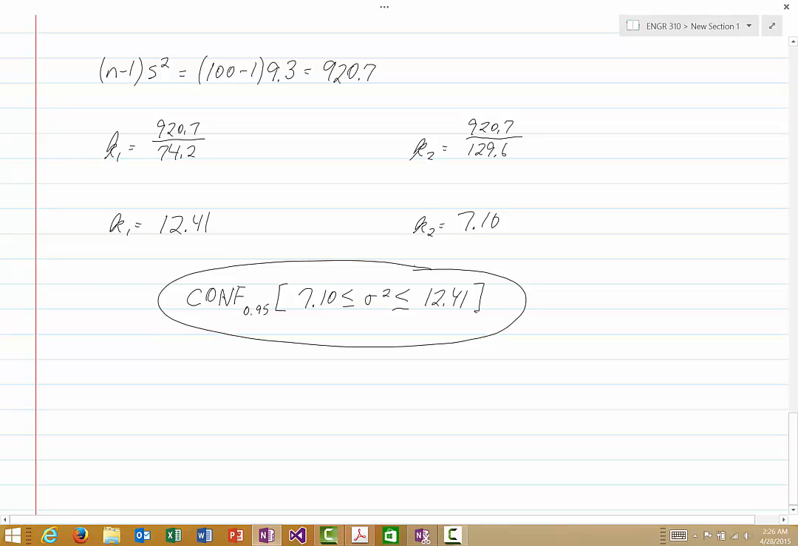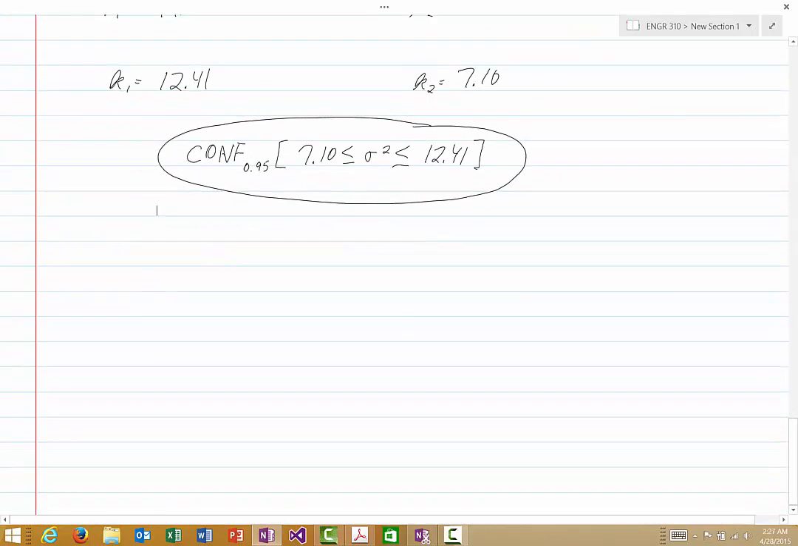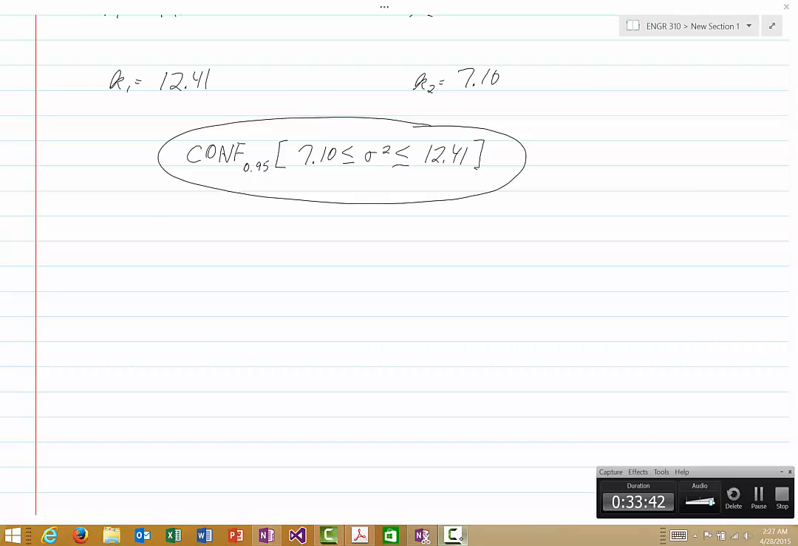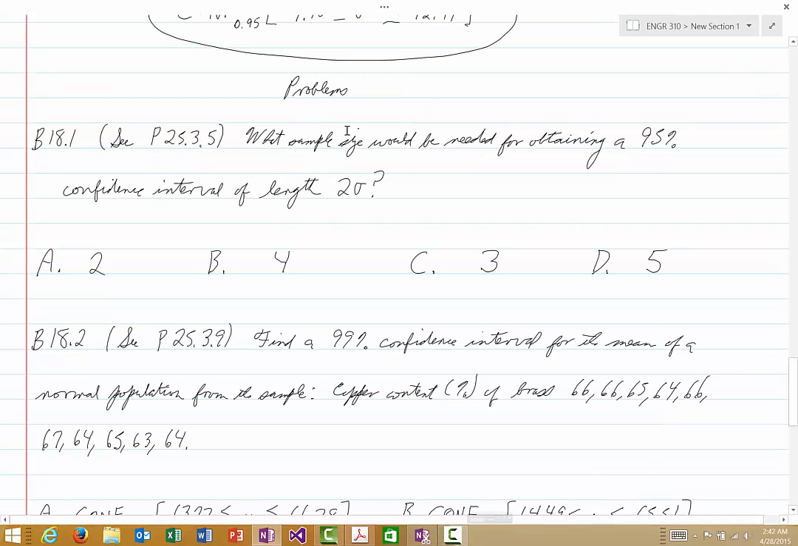And so those are the 3 kinds of problems that we wanted to learn about in lecture B18. And now let's look at some problems related to these examples. Okay, so the problems for this lecture are the following. The first one, B18.1, which is very closely related to problem 25.3.5 in your text, says what sample size would be needed for obtaining a 95% confidence interval of length 2 sigma.